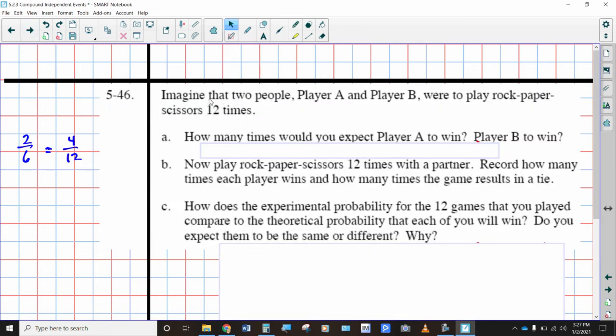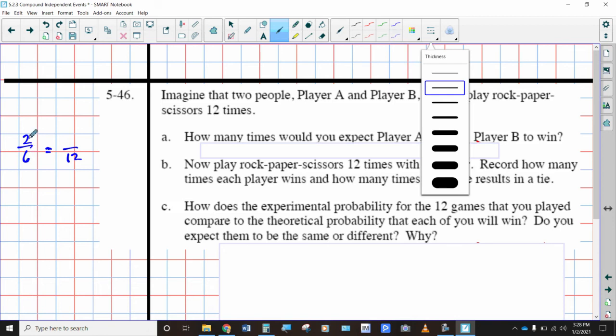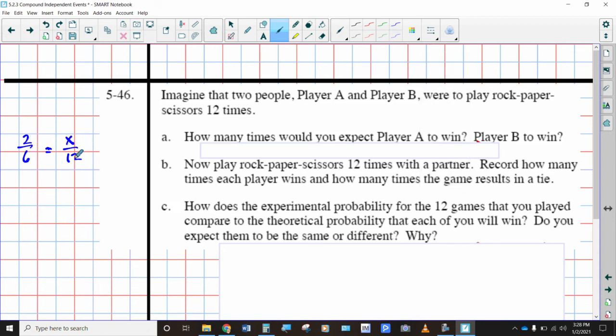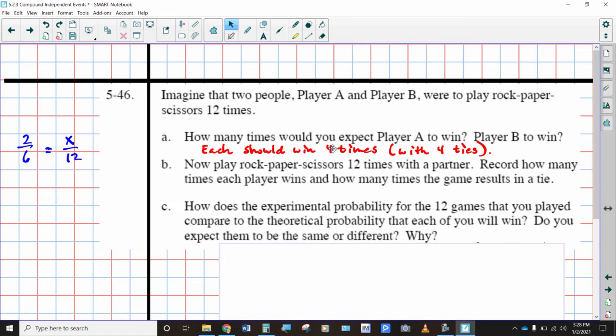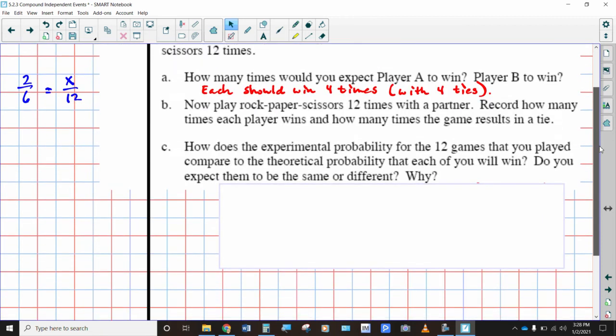Okay, so imagine that 2 people, player A and player B, are playing rock, paper, scissors 12 times. If you expect to win 2 out of 6 times just by randomly playing and choosing, how many times would you expect a player to win out of 12 times? And so that's where you do a little bit of proportional reasoning, right? So I probably should have left this as an X there so that we could set it up. If every 6 times you play, you're expected to win twice, then how many times would you expect to win if you played 12 times? And that's each person would win 4 times, and you'd probably expect to get 4 ties there as well. Now play it 12 times with a partner. Well, we're not actually going to do this. You could possibly run a simulation on that if you wanted to.